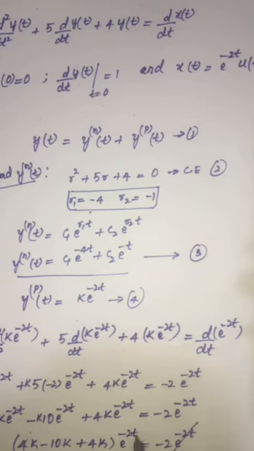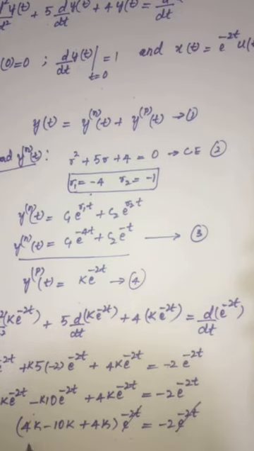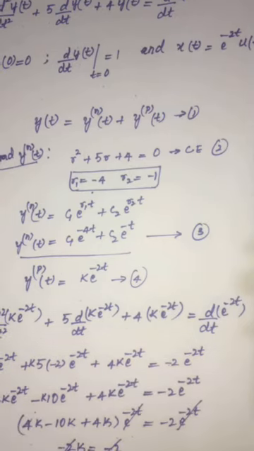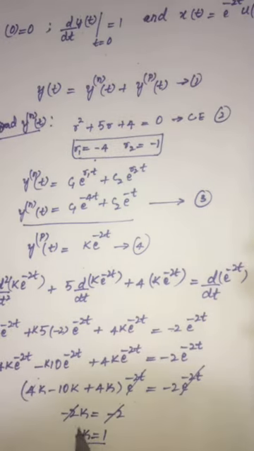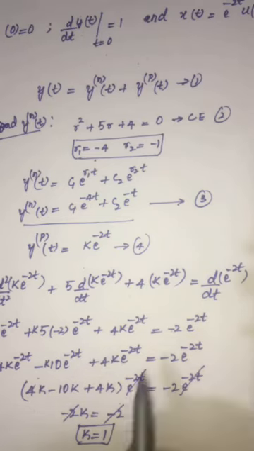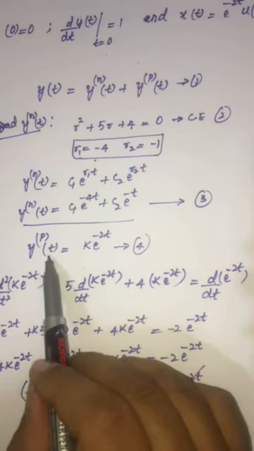e to the power of minus 2t, e to the power of minus 2t gets cancelled. Now 4k plus 4k is 8k, minus 10k means minus 2k is equal to minus 2. Therefore minus 2 gets cancelled, therefore k is equal to 1. Correct? Therefore k is equal to 1 is the value that we are going to get with respect to this equation, isn't it? Therefore now let us substitute it here.